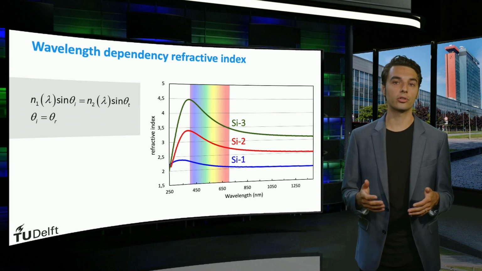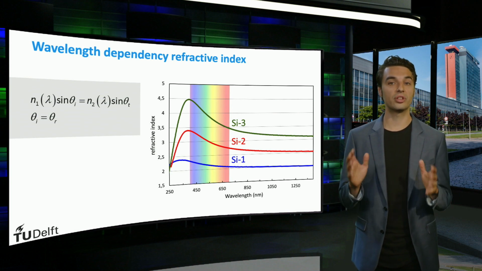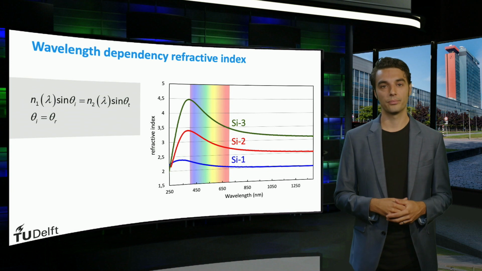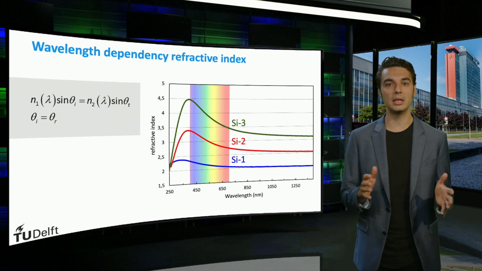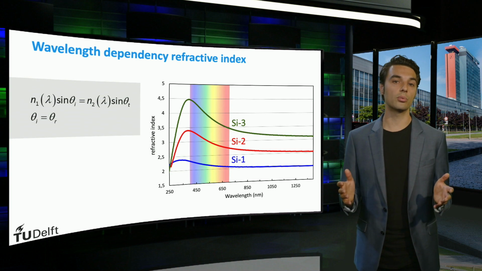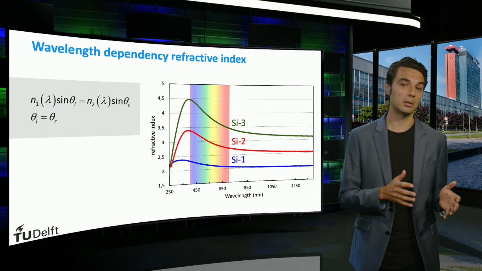The level of dispersion is therefore very much a material-dependent property. The greater the wavelength dependency of the refractive index difference between the two media, the greater the dispersion will be when light propagates from one medium to the other.